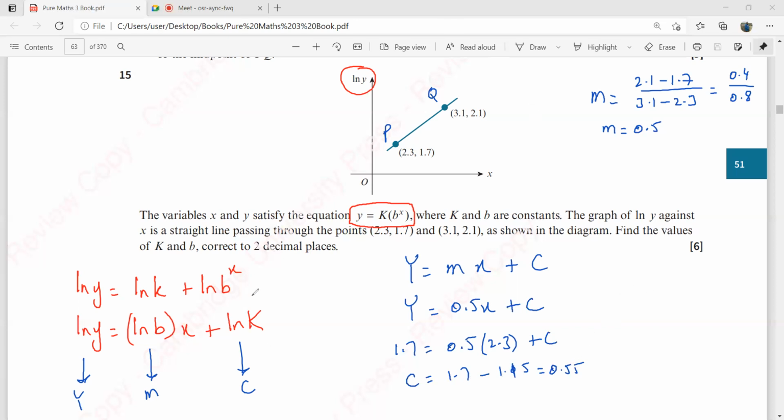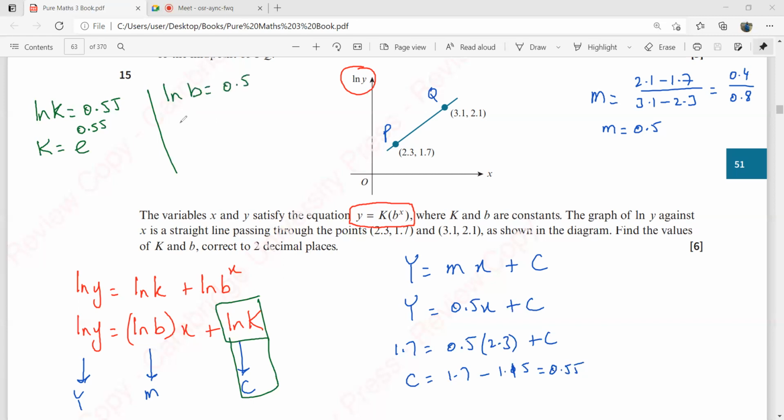So this c is basically ln k. Okay. So I'm going to put this ln k equal to 0.55. So this k is going to be e raised to power 0.55. That is ln inverse of 0.55. And you can find this on the calculator. And then this ln b is equal to 0.5. And your b is going to be e raised to power 0.5. And you have the calculators with you, and you can get the values. And remember to write these values correct to 2 decimal places.